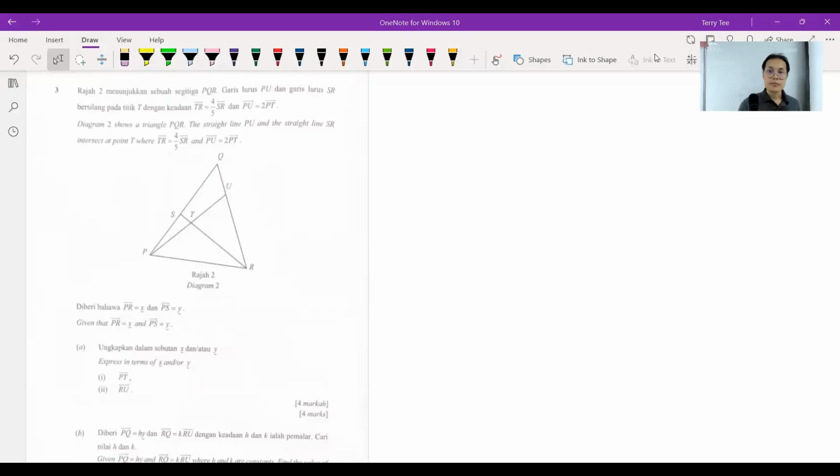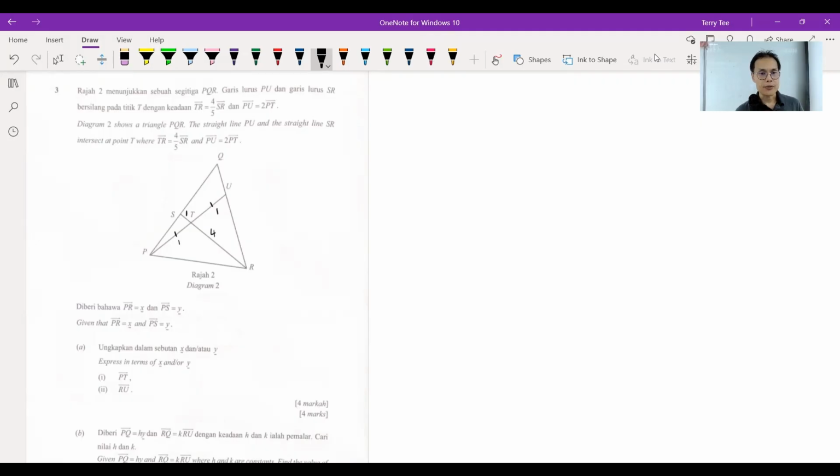Okay, question number 3. This is from chapter Vektor. So Rajah menunjukkan sebuah segitiga PQR, garis lurus PU dan garis lurus SR bersilang pada titik T dengan keadaan TR is 4 over 5 SR. That means TR is 4, SR is 5, TS is 1. PU is 2 times of PT. That means these two are equal length. That means your PT is 1, TU is also 1. T will be the midpoint, titik tengah.